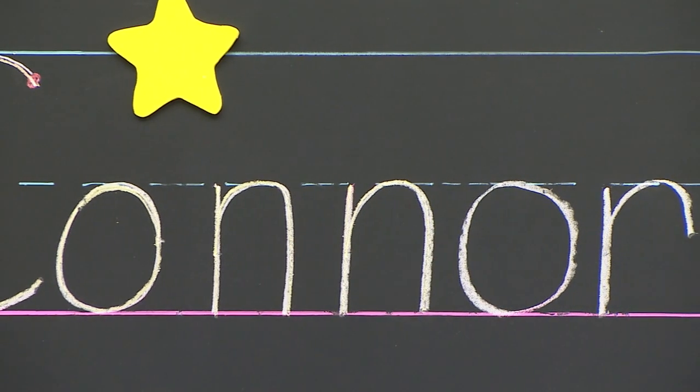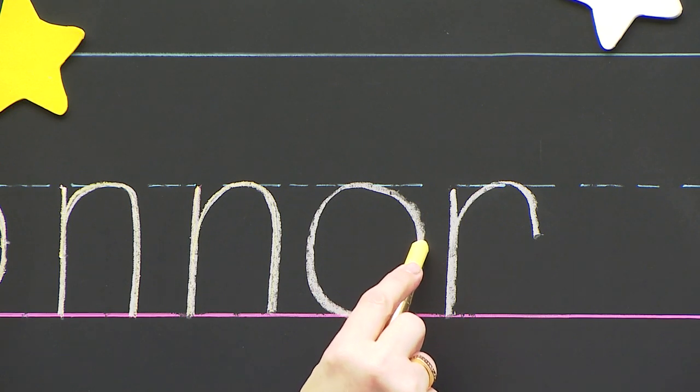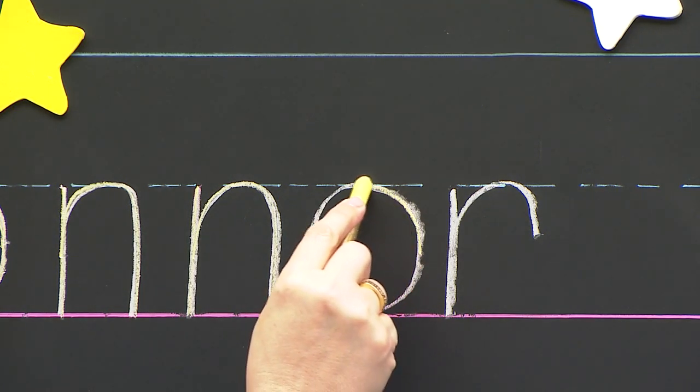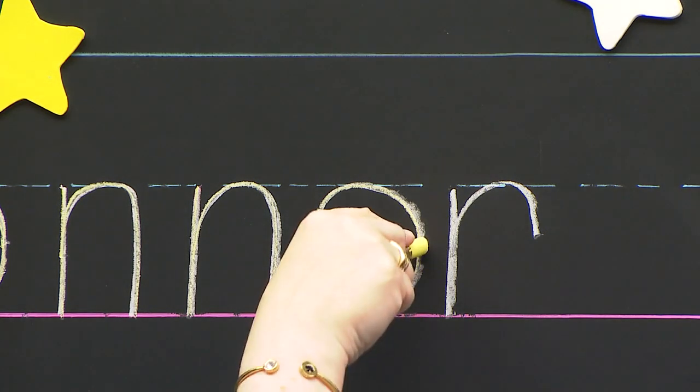We're going to make another little O. Lots of names have O's in them. We start here in the middle. We curve up to the dotted line. We curve down to the pink carpet and right back up again to the middle.